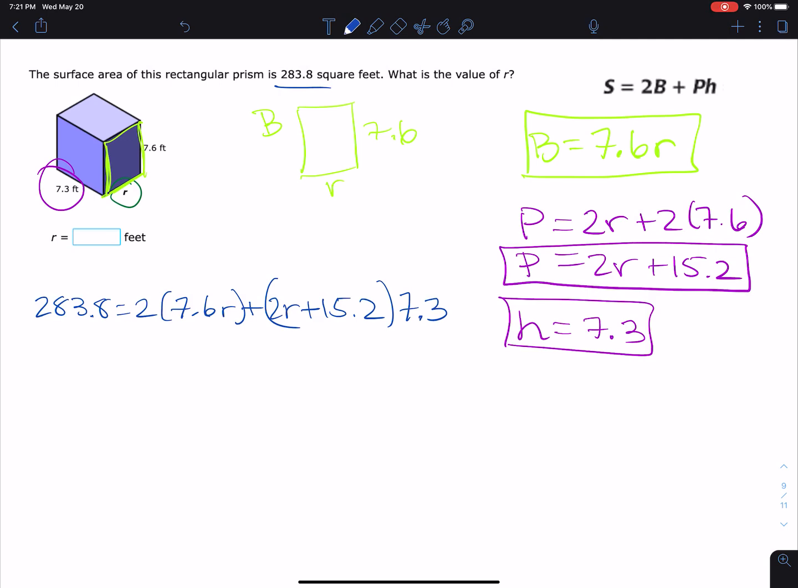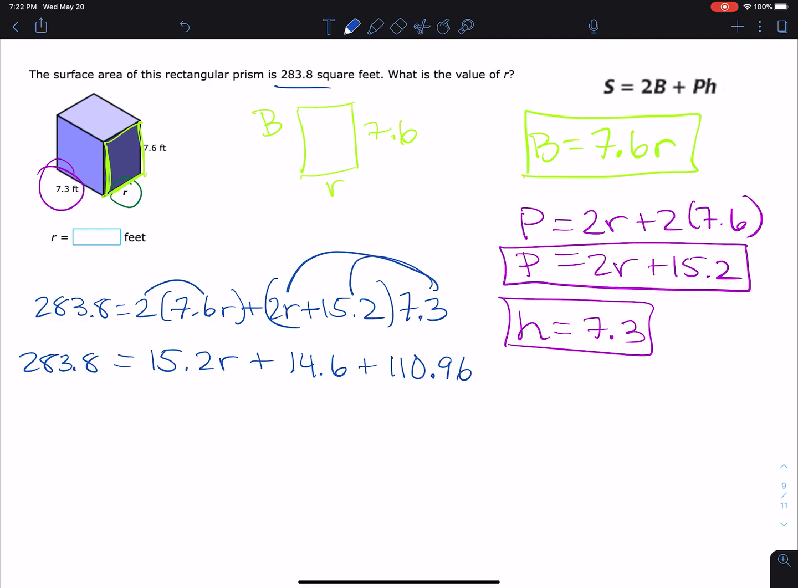Okay, so now we've got to rely on our algebra here. 2 times 7.6, well, that's 15.2R, plus now 7.3 times 2 is 14.6R, plus 7.3 times 15.2. That's 110.96, and all of that equals 283.8. Okay, I just realized I forgot my variable here, R.